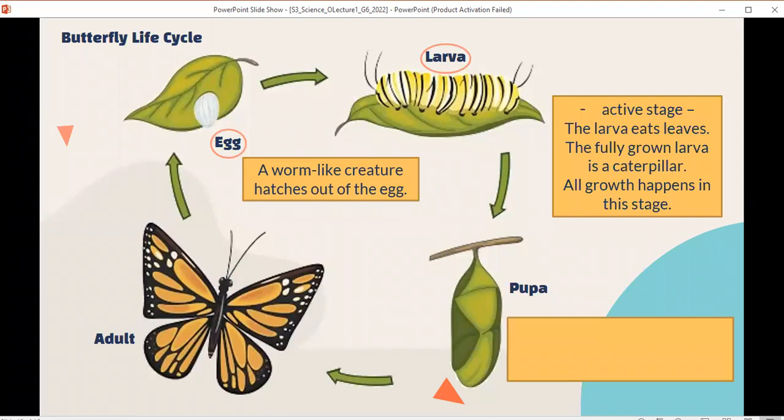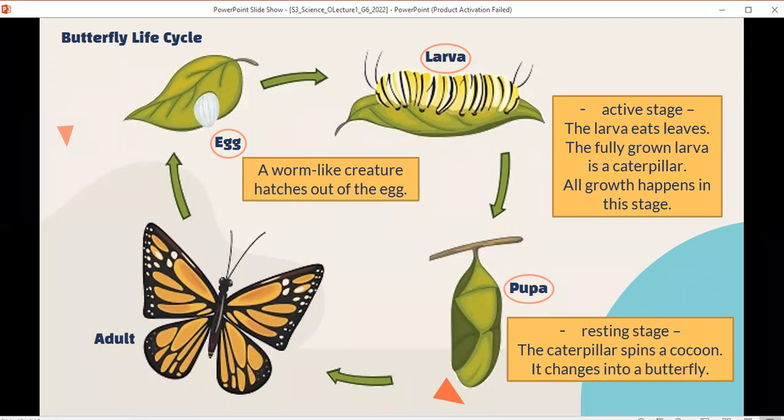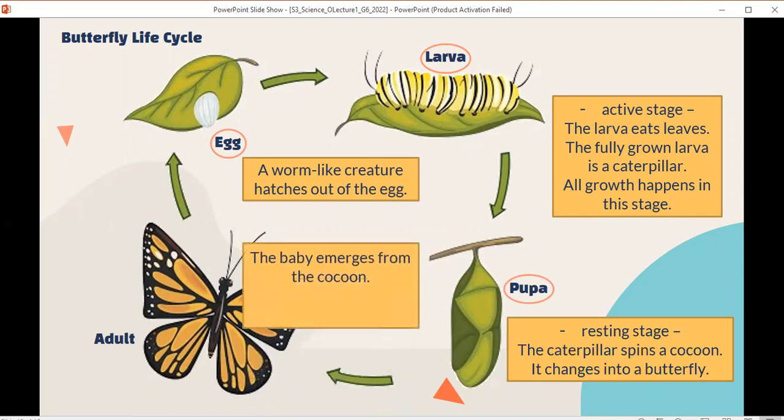The caterpillar is eating, is growing, and then the caterpillar needs a break. So it enters the pupa stage, which is the resting stage. Right here, the caterpillar spins a chrysalis or a cocoon around itself and stays in it. Inside the pupa, the caterpillar grows legs, antennae, and, as I said, is preparing itself to become an adult insect.